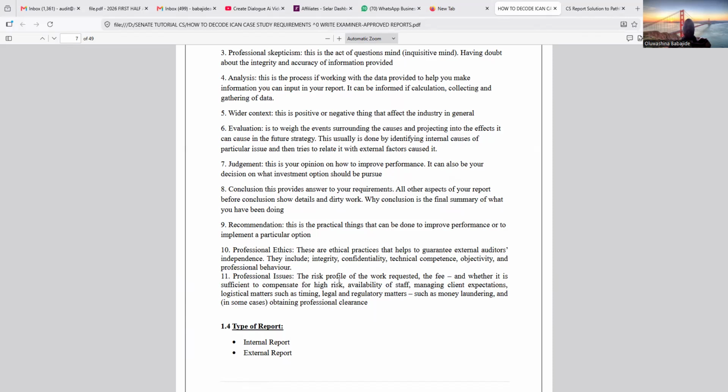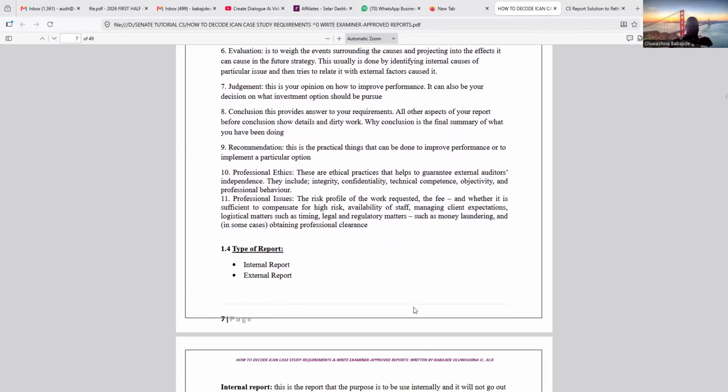Then professionalism: the risk profile of the work requested, the field, and whether it is sufficient to compensate for high risk, availability of staff, managing client expectations, logistical matters such as timing, legal and regulatory matters such as money laundering and so on and so forth. So that is that. Let's quickly move on to the types of report.